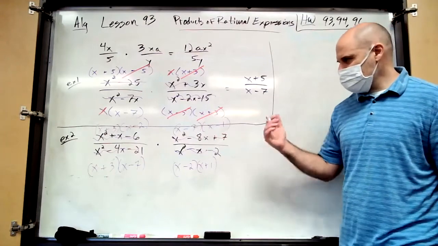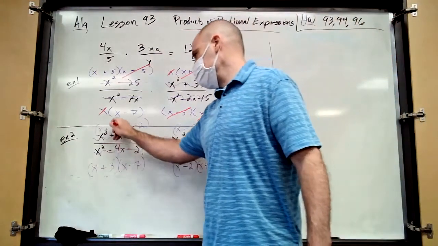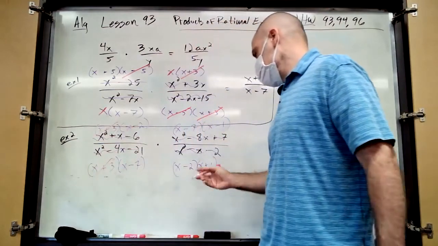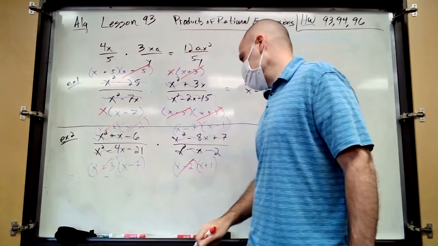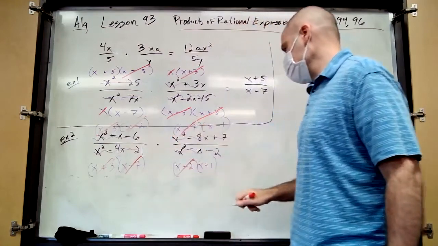Good job. All right, so now we have fun. Let's see, x plus 3's cancel on top of each other. X minus 2's cancel diagonally. X minus 7's diagonally. Look at that. Beautiful.